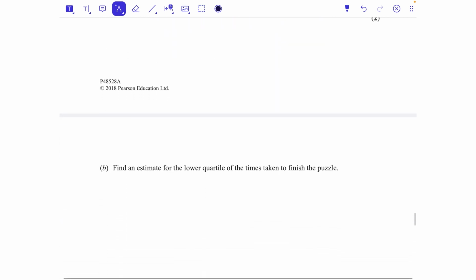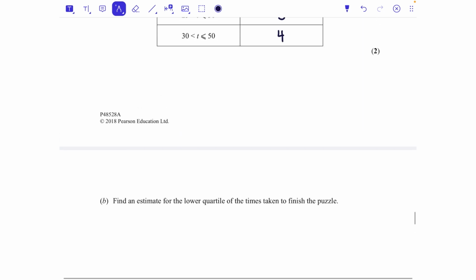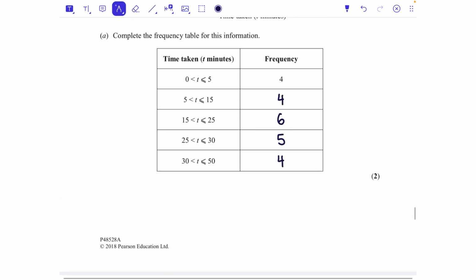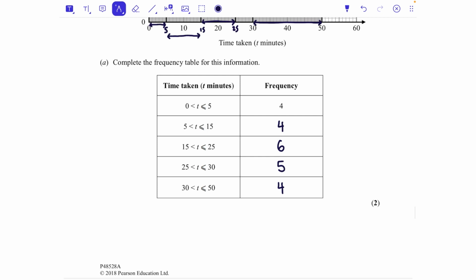Part B says find an estimate for the lower quartile of the times taken to finish the puzzle. So the first thing we need to do for the lower quartile is work out how many people there were. So I've got 4, add 4, add 6, add 5, add 4, which is 10, 15, 19, 23.